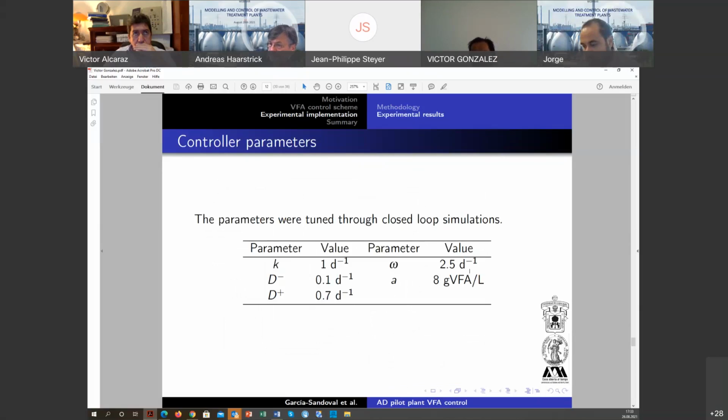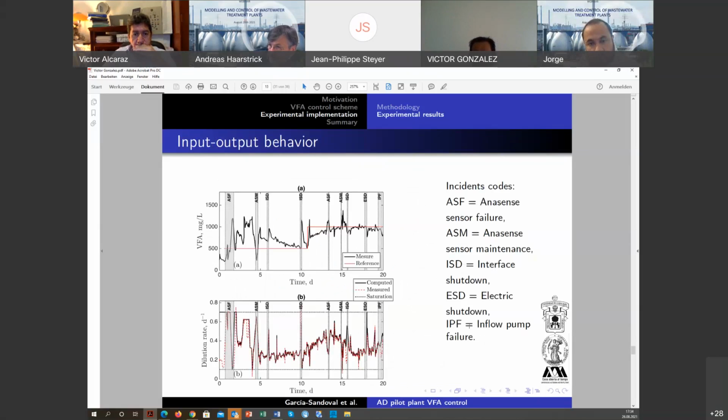In closed loop simulations, we found these parameters for the implementation of the controller. Next. Okay.